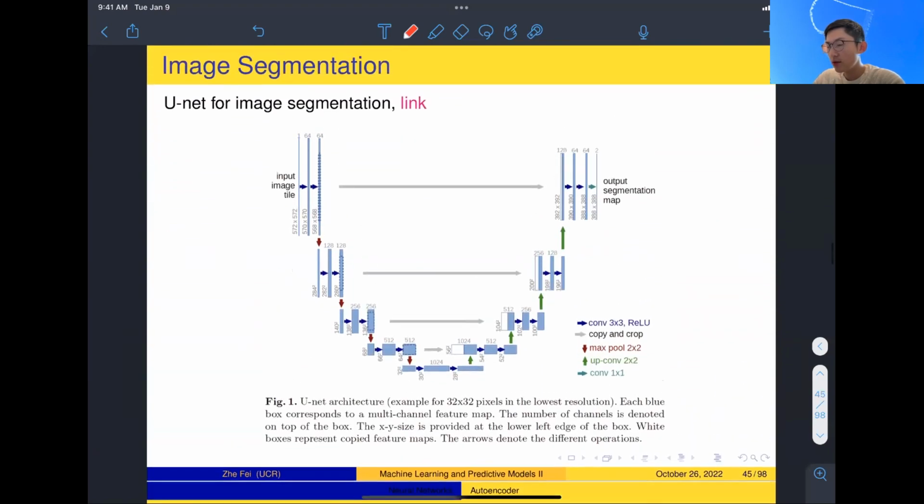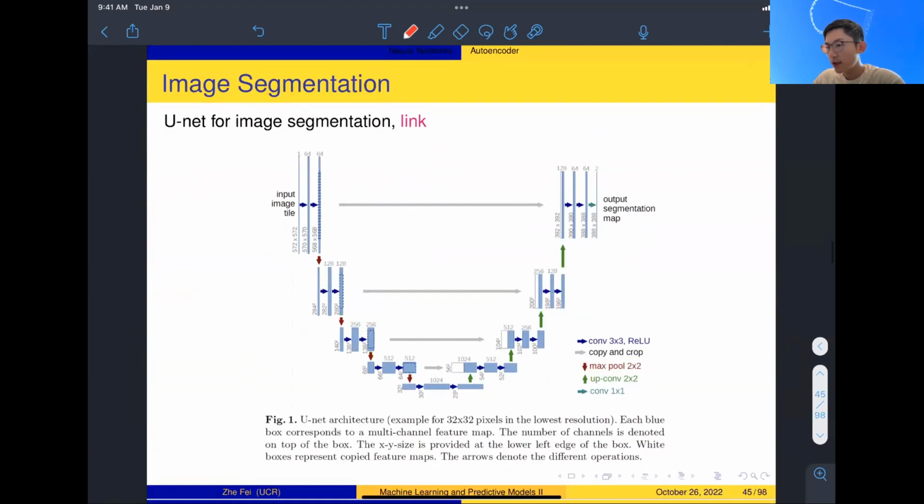So here's another example. This is actually similar to the autoencoder idea. This is called the UNet, and the difference is that for image segmentation, you want to output the segmentation. You can think of this as an overlay onto your original input image, like different segmentation parts of the input image. But the idea is the same in the sense that you have the encoder part, where you do feature extraction.